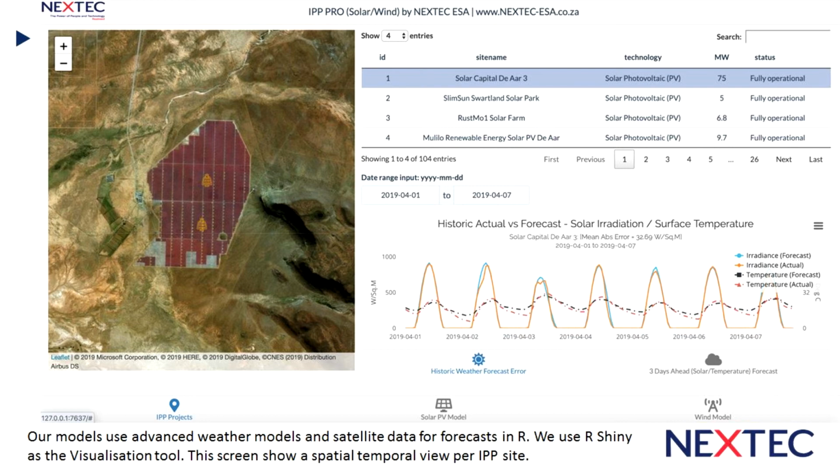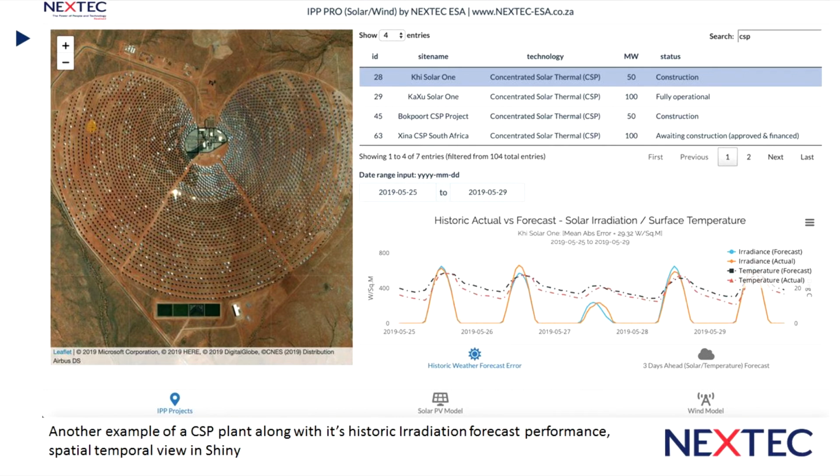Temperature forecast versus actual is also shown. Temperature affects the efficiency of the PV plant. The temperature is also a useful forecast. So these underlying models are using advanced weather and satellite data for forecasting in R. We use R and R Shiny as a visualization tool, and this visualization shows spatial and temporal view per IPP site in South Africa.